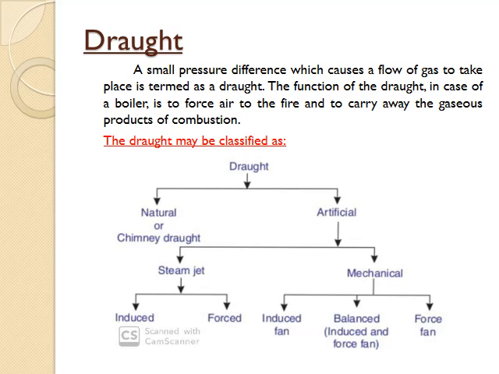The draught may be classified as natural or chimney draught and artificial draught. Artificial draught can again be classified as steam jet and mechanical jet. Steam jet is induced or it may be forced. Mechanical draught is induced fan or forced fan, or it may be a combination of these two.